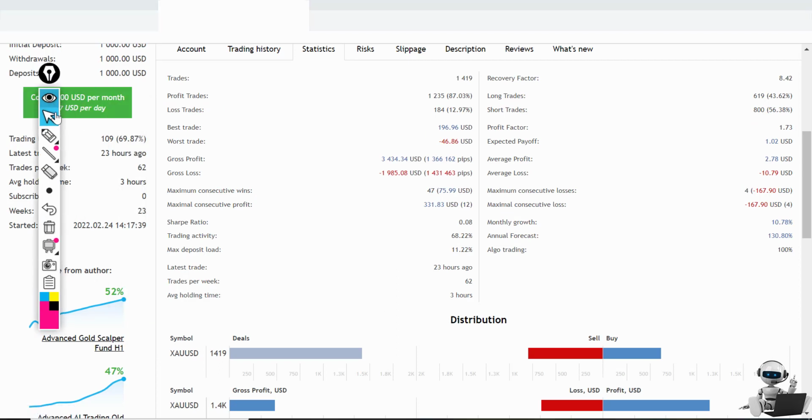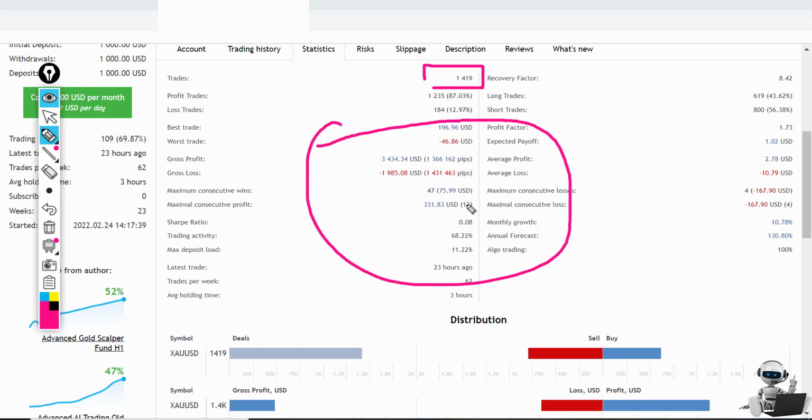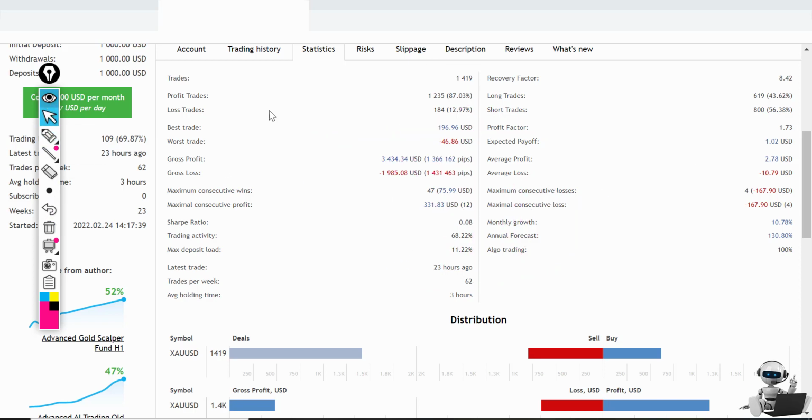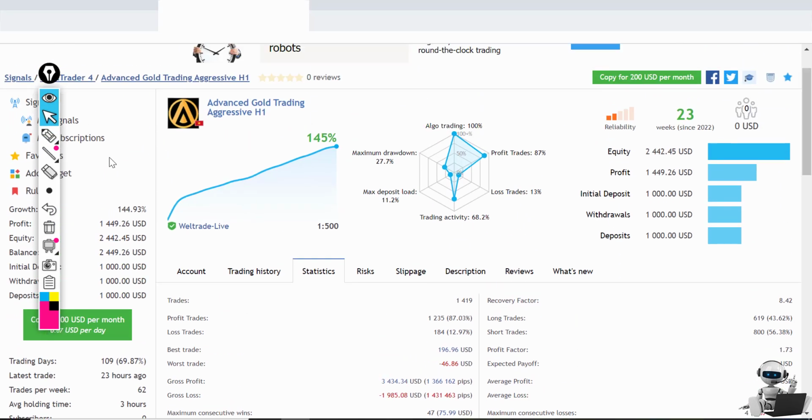For the statistics, at 1490 trades, we can see that 87% is the win rate and only 12% are losing trades. So this is quite a good indicator that this EA can make money consistently, but you have to be careful.